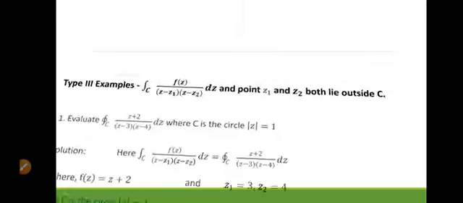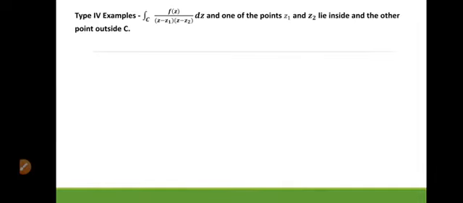Now we will discuss the type 4 examples where one point is lying inside the curve C and the other point is lying outside the curve C. This is not similar to the previous 3 types of examples. So please concentrate on the solution of this type of example.